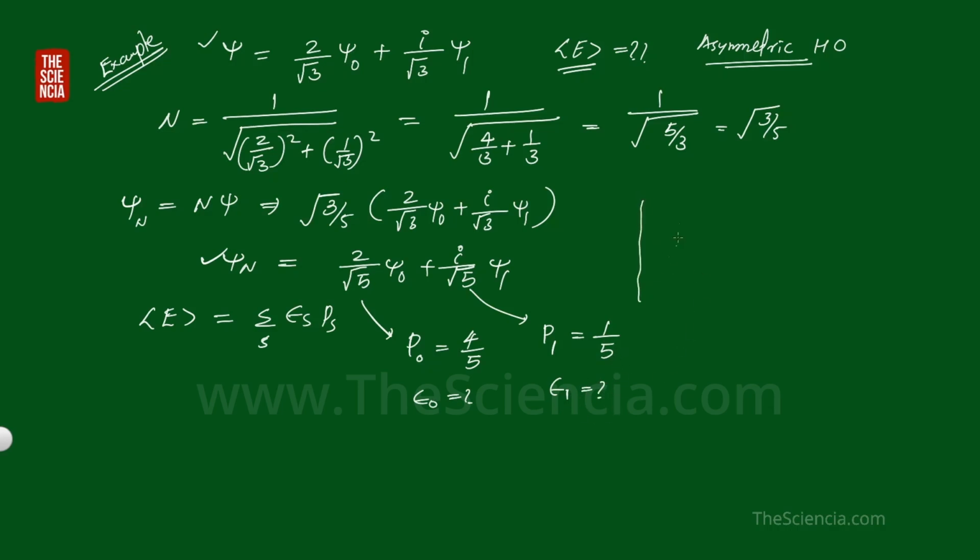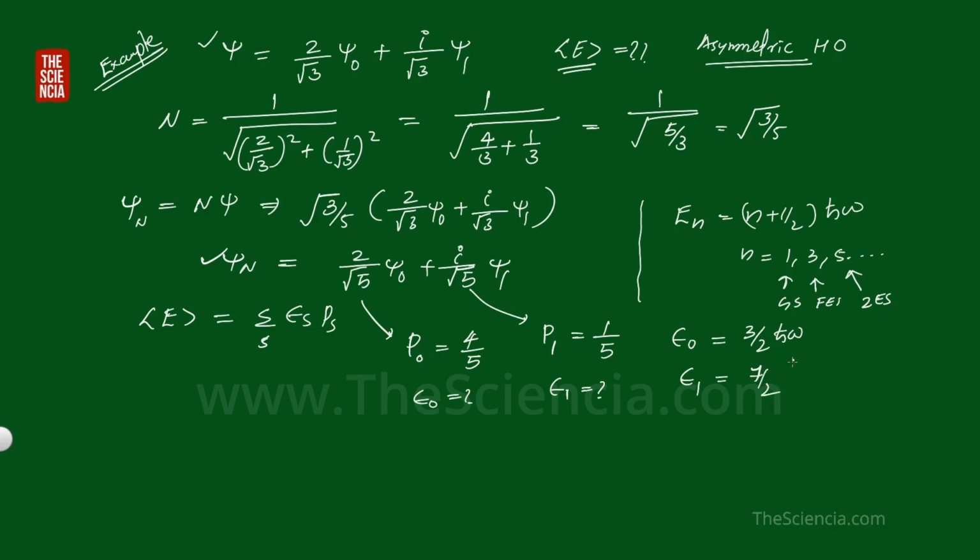We know the expression for energy for a symmetric harmonic oscillator: E_n is equal to (n plus half) h cross omega. Here n takes the values 0, 1, 2 and so on. n equal to 0 corresponds to the ground state, n equal to 1 to the first excited state, and n equal to 2 to the second excited state. So E0 is the ground state energy, that is 1 by 2 h cross omega, and E1, the first excited state, is 3 by 2 h cross omega.